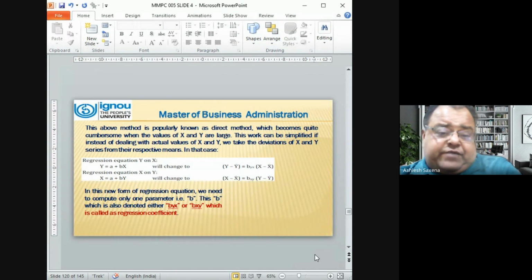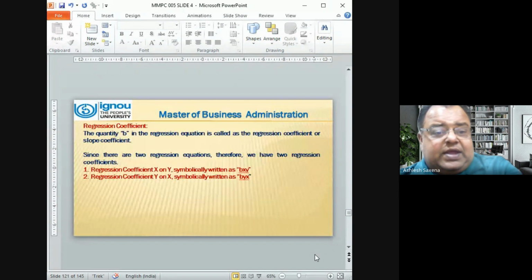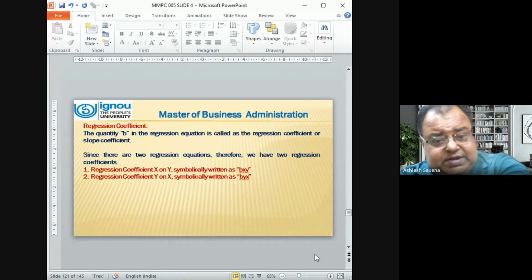In this new form of regression equations, we need to compute only one parameter, that is b, which is also denoted by byx or bxy, which is called the regression coefficient. The quantity b in the regression equation is called the regression coefficient or slope coefficient. Since there are two regression equations, we have two regression coefficients. The regression coefficient of x on y is symbolically written as bxy, and the regression coefficient of y on x is written as byx.